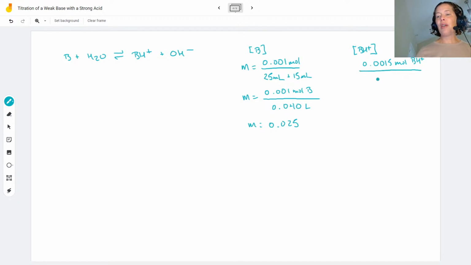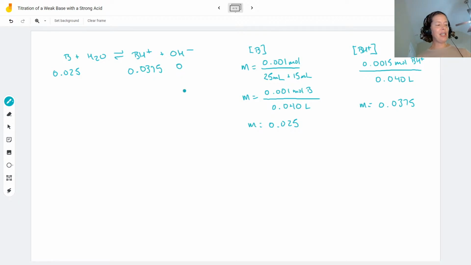Again, I'm over the same volume of solution because this is all presumably getting titrated in the same flask. And I get a concentration of 0.0375. Okay, so now that I've got my concentrations, I am ready to go back to my ICE table. So let's get these concentrations in. 0.025. I am starting with a concentration of my protonated base.